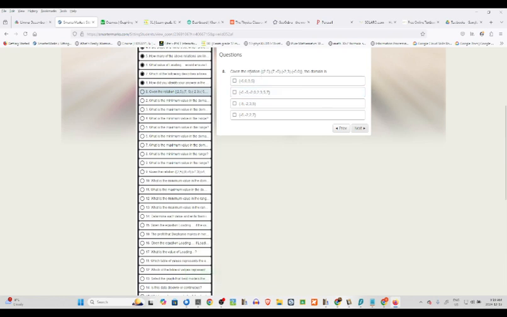Next one. Given this relation as a set of points, what is the domain? Well, the domain is the allowed x values. So we're going to have a 2, a 7, a -2, and a -5. In order, that's option D.